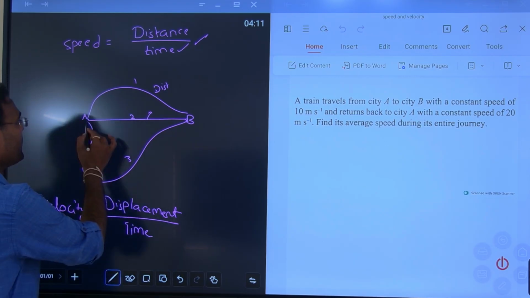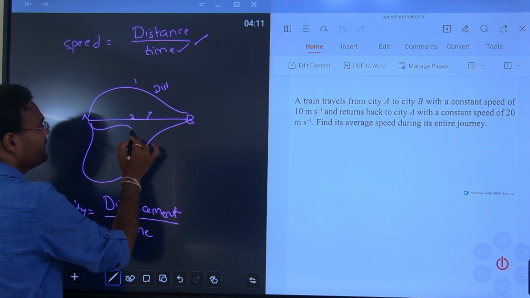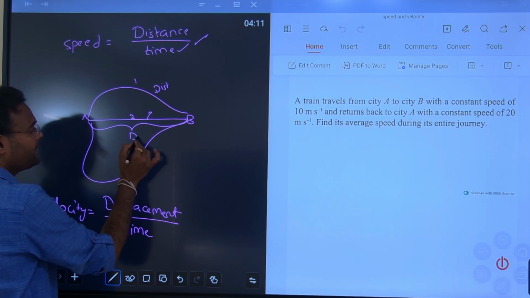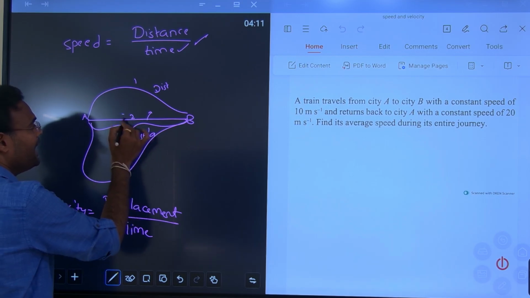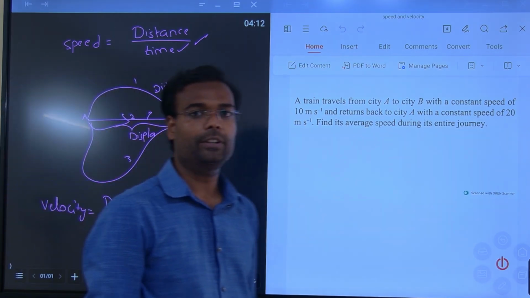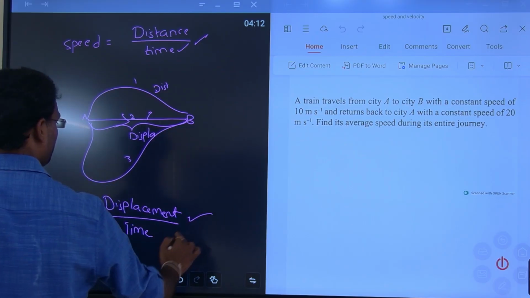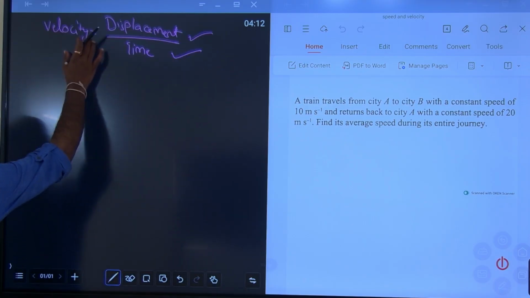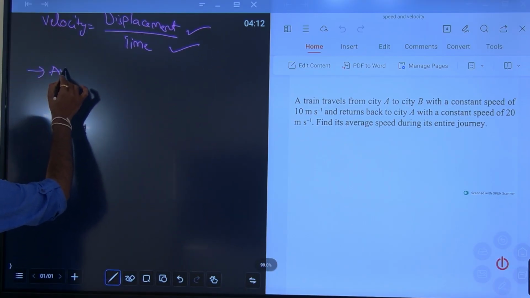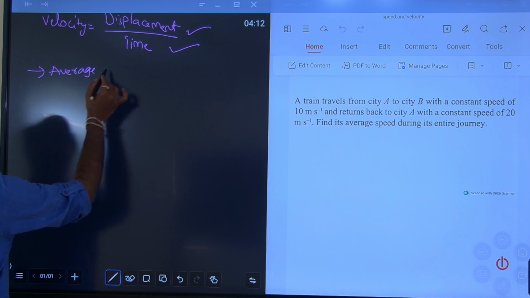Displacement means from here to here, the shortest path. So this is the displacement, and we can represent the direction also. Yes, the direction also, and this gives displacement by time. Now, next concept is average speed.